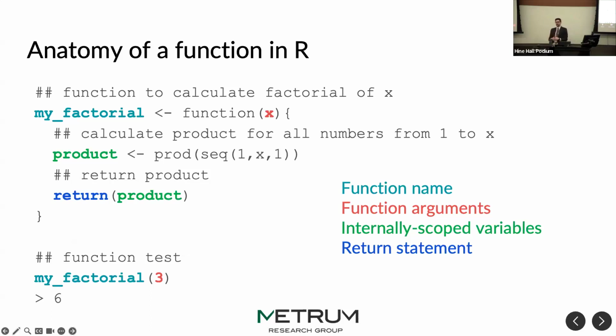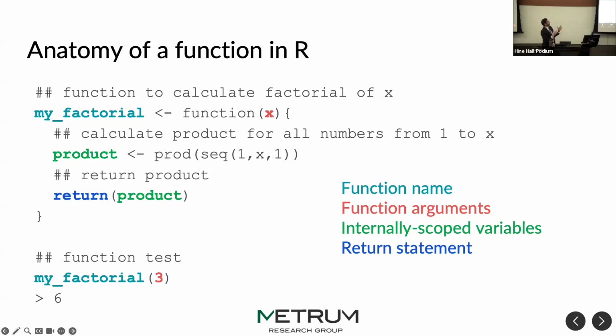You can assign defaults for your arguments. Everything that you want to apply the function to should come in as an argument. And we have a little curly bracket, and that just tells you where the function begins and where it ends. So everything within those curly brackets are part of the function and are all going to be assigned to that.